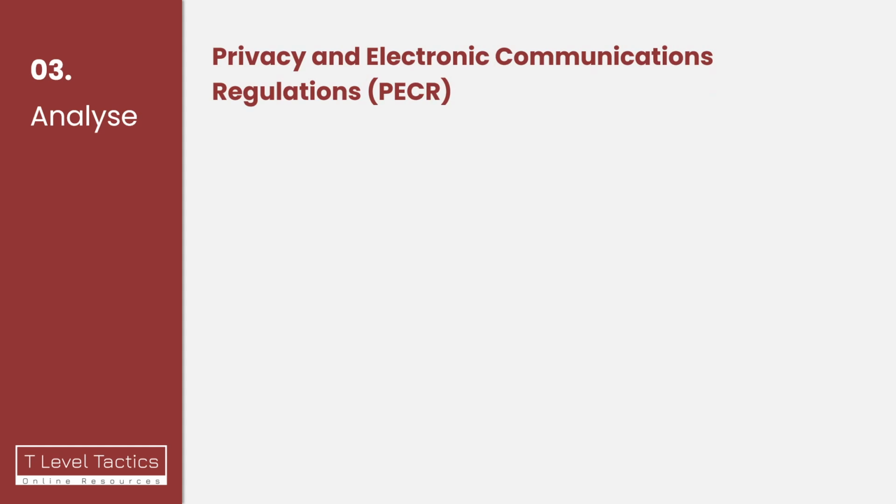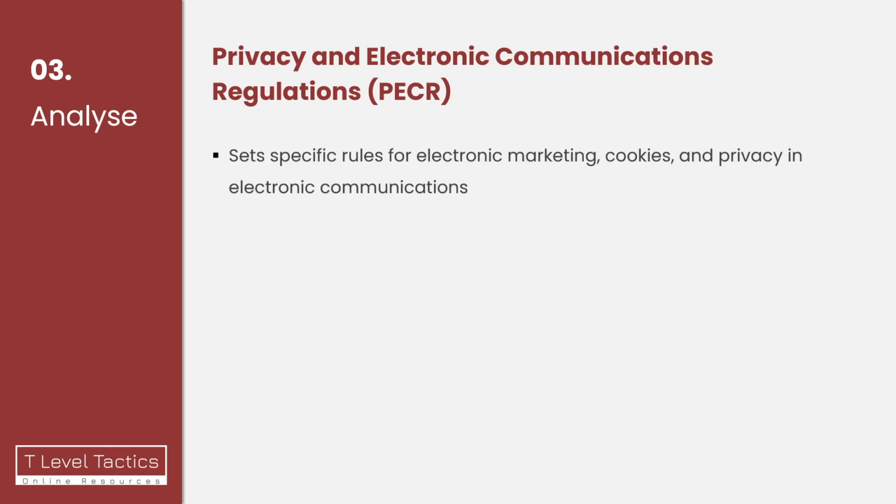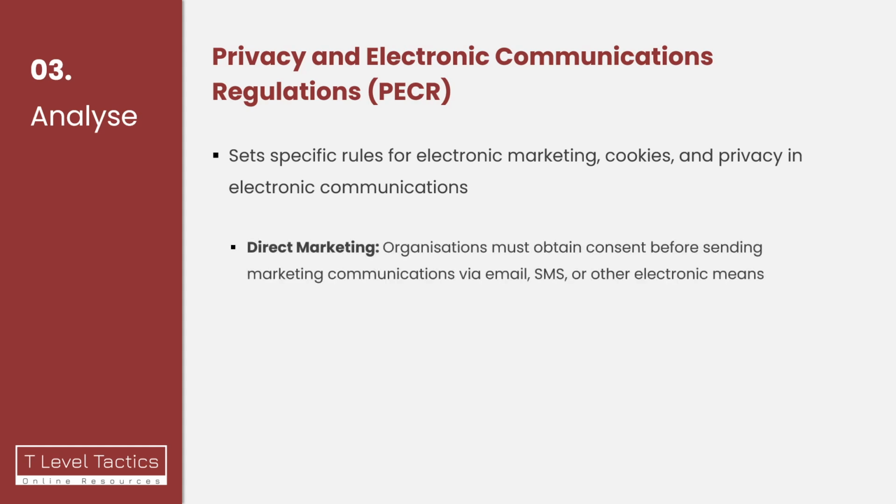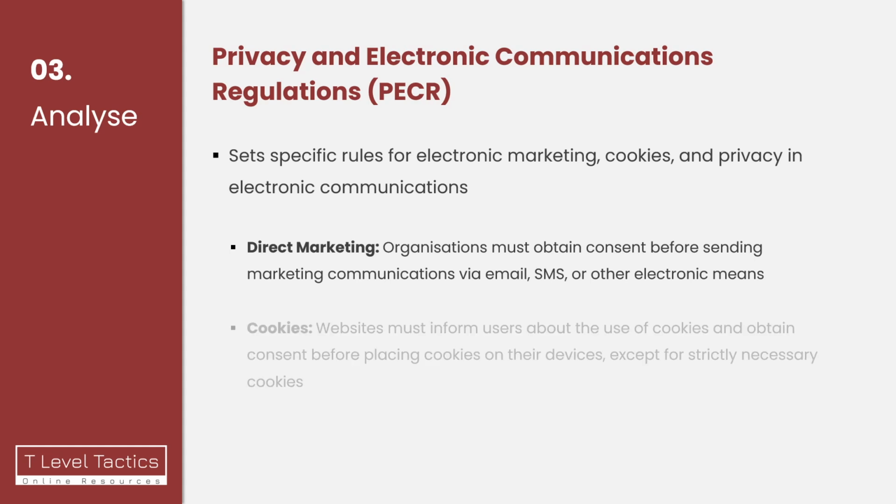The Privacy and Electronic Communications Regulations set some specific rules for electronic marketing, such as cookies and privacy in electronic communications. For direct marketing, organizations must obtain consent before sending marketing communications via email, SMS, or other electronic means. And with cookies, websites must inform users about the use of cookies and obtain consent before placing cookies on their devices, except for strictly necessary cookies for the website to operate.